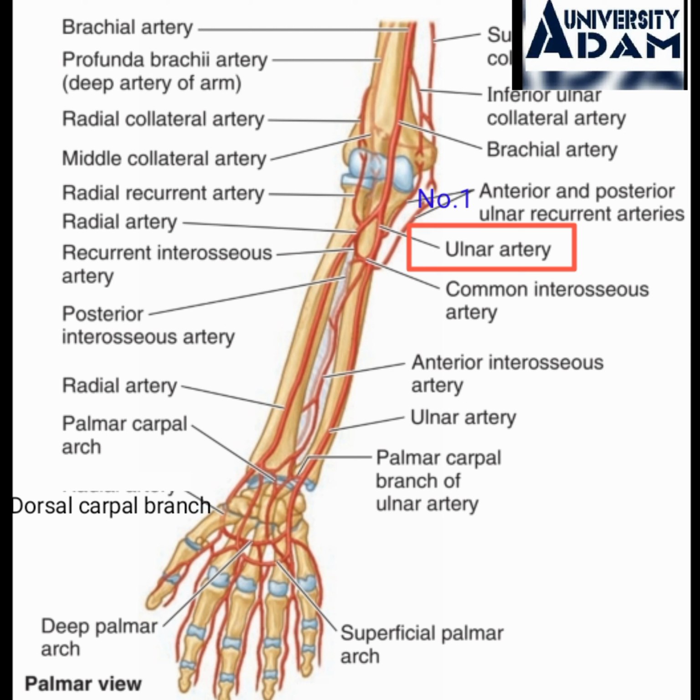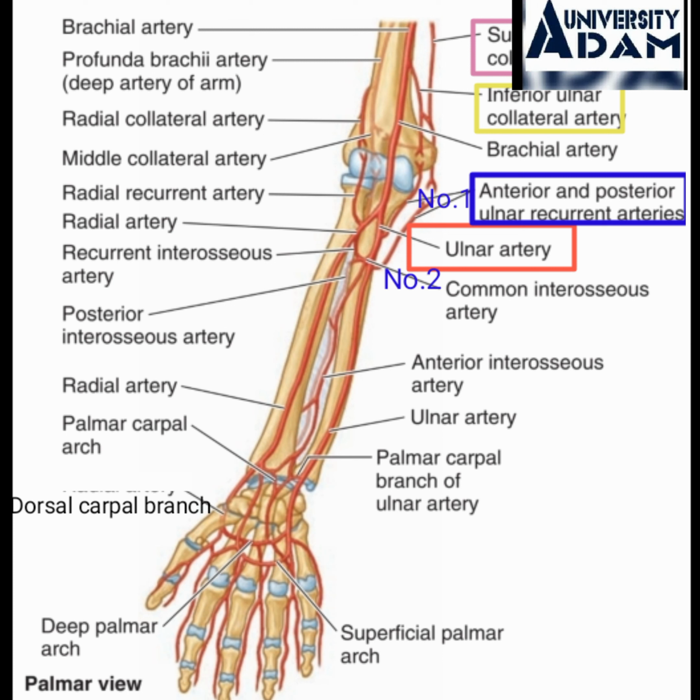Number 1, anterior and posterior ulnar recurrent arteries. So these are the anterior and posterior ulnar recurrent arteries. The anterior ulnar recurrent artery is the short branch and anastomoses with the inferior ulnar collateral artery, and the posterior ulnar recurrent artery, which is the larger branch, anastomoses with the superior ulnar collateral artery.